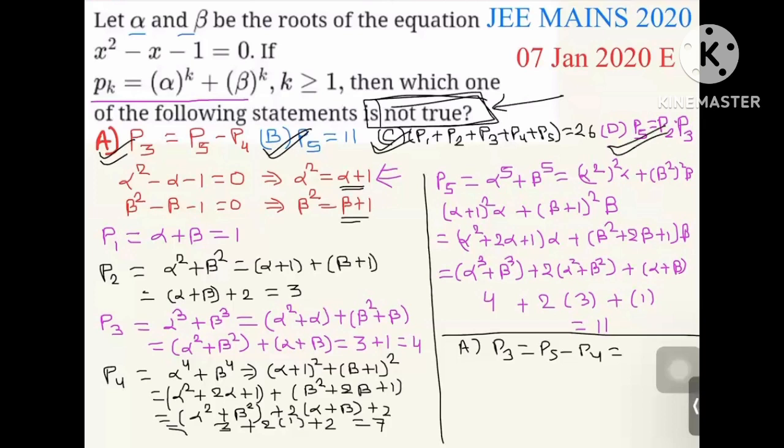You can try one thing. Find the relation between PK minus 1, PK minus 2 and message me. You can find an alternate way of solving this question by finding the relation between PK minus 1, PK minus 2. That means the reduction formula, and message me.